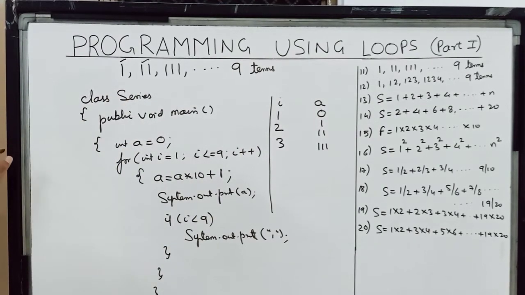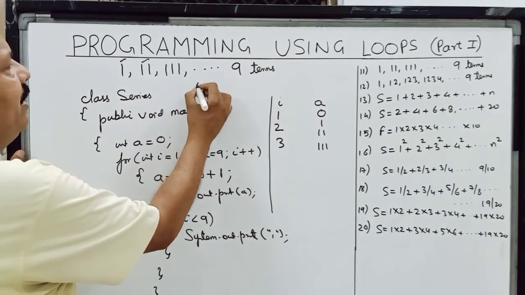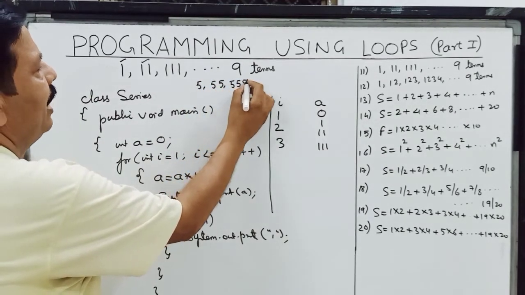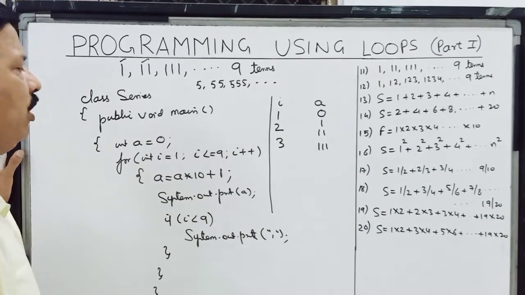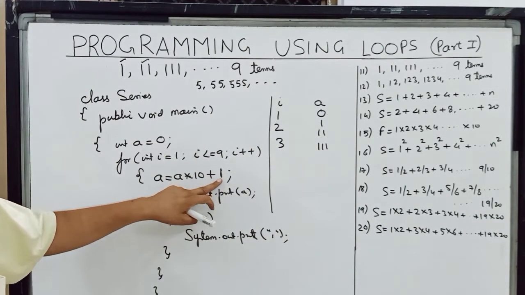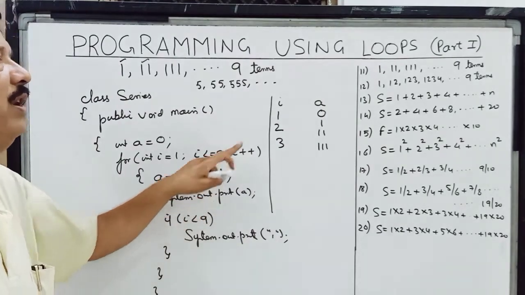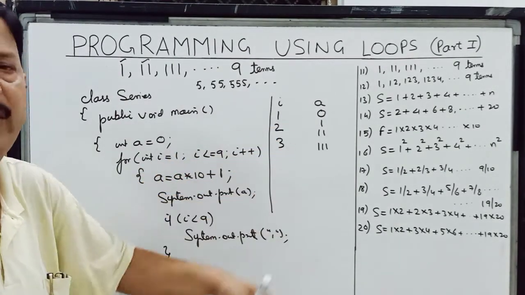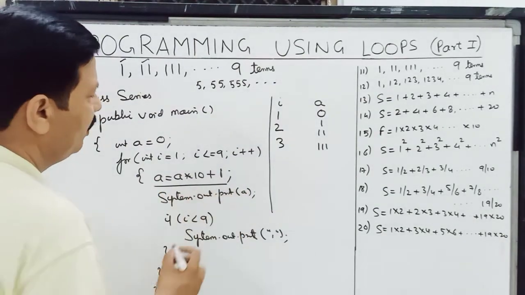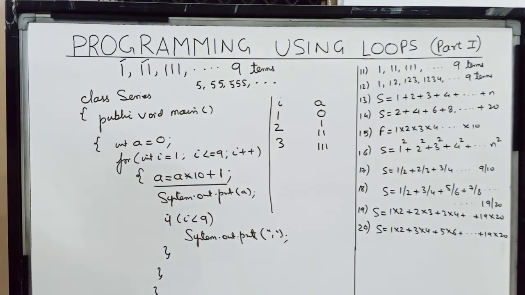And children, sometimes this series is also asked like this: 5, 55, 555, and so on. For this, you only have to change this expression. In place of 1, you have to write 5. You will get all these numbers here also. So this expression is very important in this program, which you have to follow. So children, I hope you have followed this program.